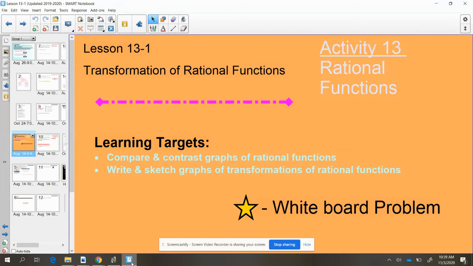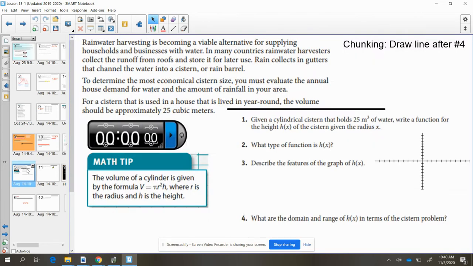Hi everyone, today we are continuing to look at rational functions. This is 13.1 and it starts on page 167. And on page 167 we see a cistern, which is like a big cylindrical barrel that's collecting rainwater.